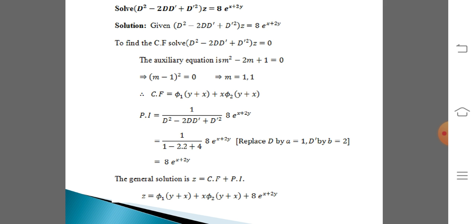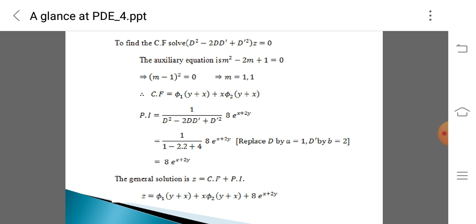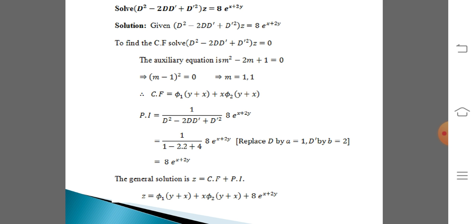Next, let us find the particular integral. Particular integral is given by 1 by f of D, D dash into the right hand side function. Therefore, PI equals 1 by D square minus 2D D dash plus D dash square into 8 e power x plus 2y. Here the function is e power x plus 2y.